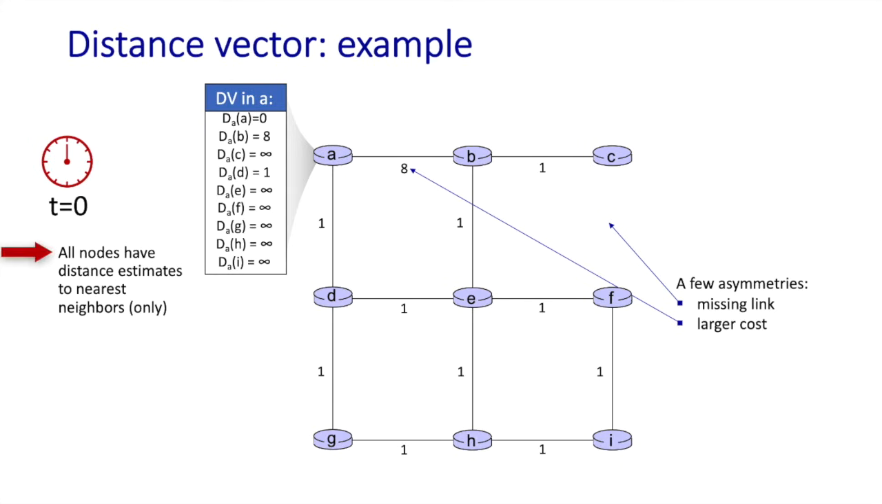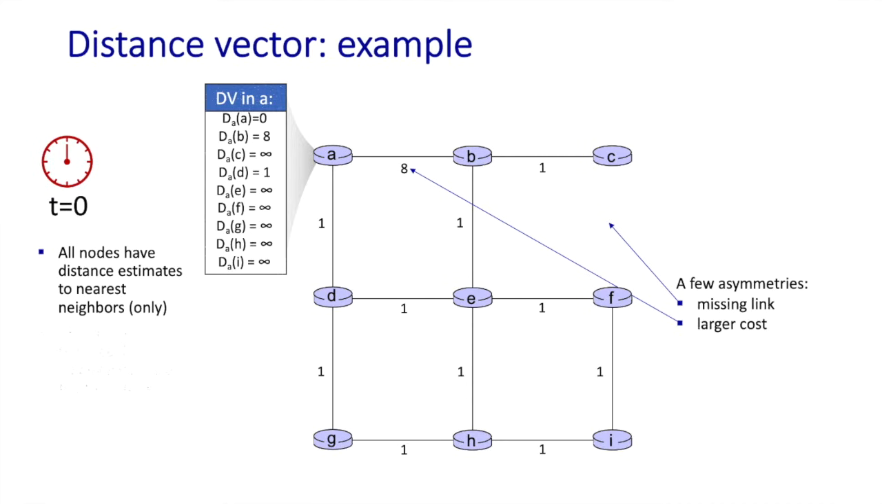At t equals 0, all nodes have their distance vector estimates to their directly connected neighbors only. Here you can see the distance vector in node A. Its DV entry for destination B has a cost of 8, and its DV entry for destination D is a cost of 1. Note that these are just estimates of the least cost paths even to direct neighbors, since as we can see here, there's a 3-hop path of cost 3 to get from A to B, which will be found to be cheaper than this initial cost of 8 via the direct link between A and B.